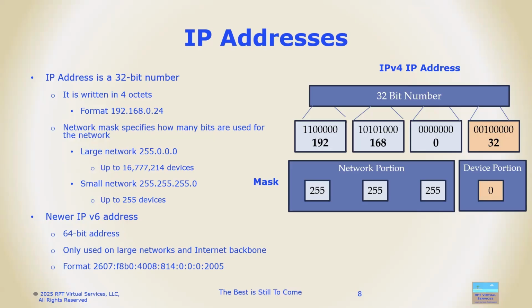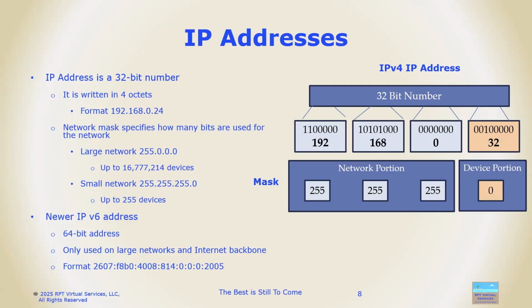And then there's something called a mask. Now, the network mask specifies how many bits are used for the network portion of the address. And if you're on a large network, like for a company, well, they want to have lots of addresses inside that they can talk to.